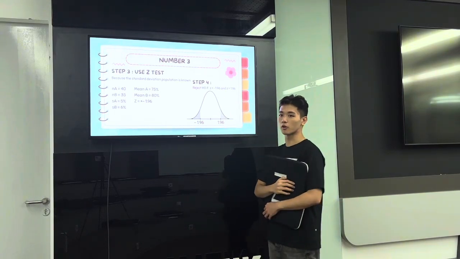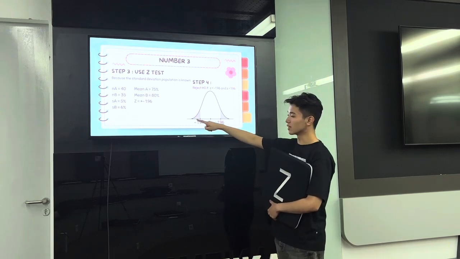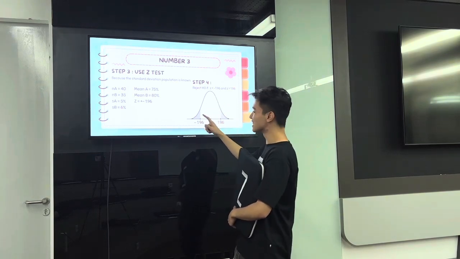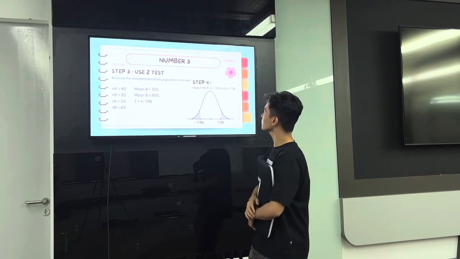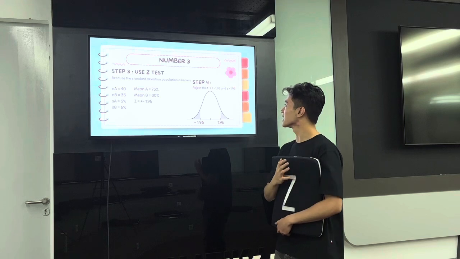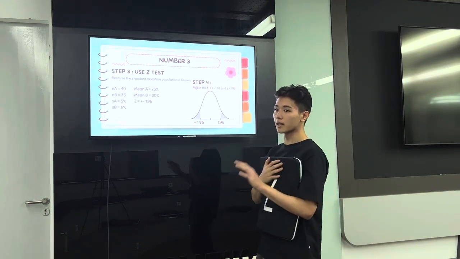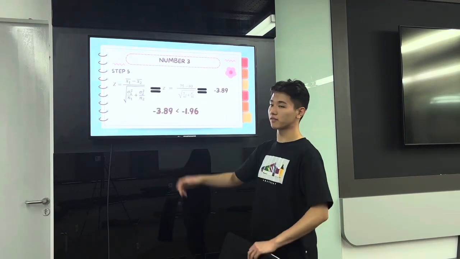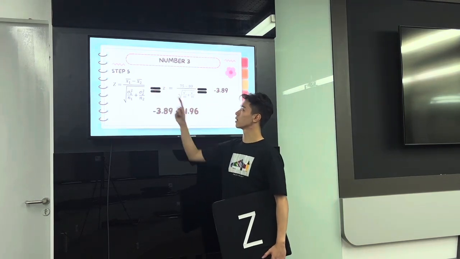So the critical Z is positive and negative 1.96. Since we're going to use a two-tailed test, the left part of the two-tailed test is negative 1.96 and the right part is the positive side. So we're going to reject the null hypothesis if Z is less than negative 1.96 or Z is greater than 1.96. Okay, step 5. Just input the numbers into this formula.